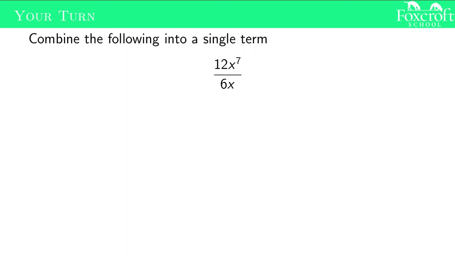Here's one for you to try on your own. Again, similar to the last slide. Simplify this into a single term. And the final answer is 2x to the sixth. 2 coming from 12 divided by 6 is 2. And then 7 minus 1 is 6. So that gives us 2x to the sixth.